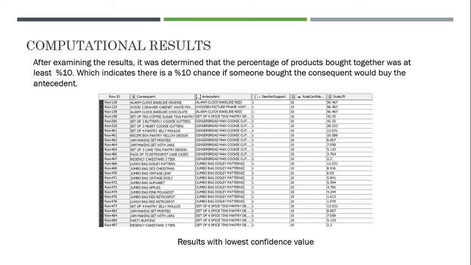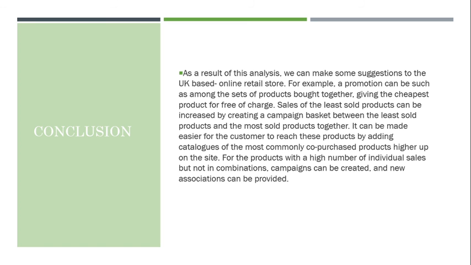After examining the final results, it was determined that the percentage of products bought together was at least 10%. The final results have been attached in the slide. As you can see, the rule confidence is at least 10%, which indicates there is a 10% chance that if someone bought the consequent, they would buy the antecedent. This percentage value indicates that if a customer has bought the product named Alarm Clock Bakelike Orange, there is a 10% chance that the same customer has also bought the Alarm Clock Bakelike Red.